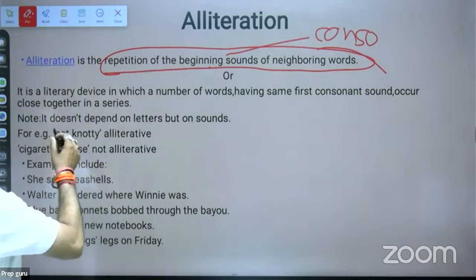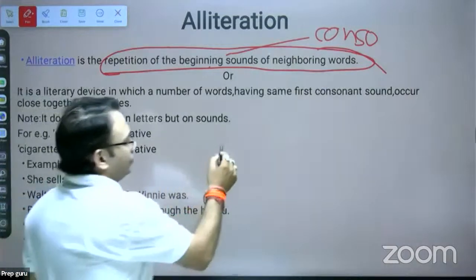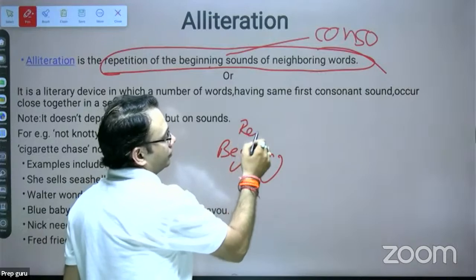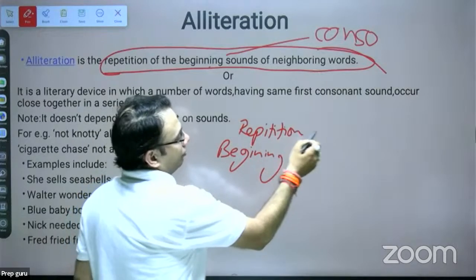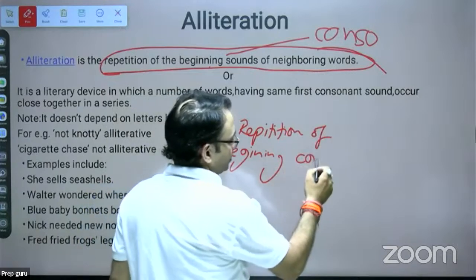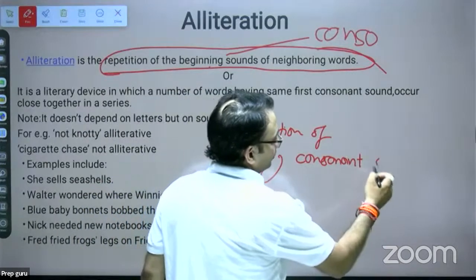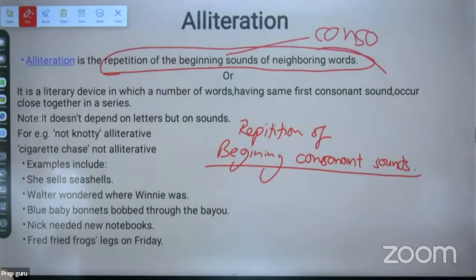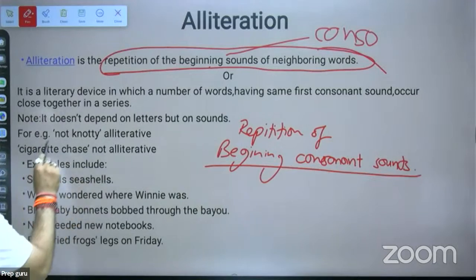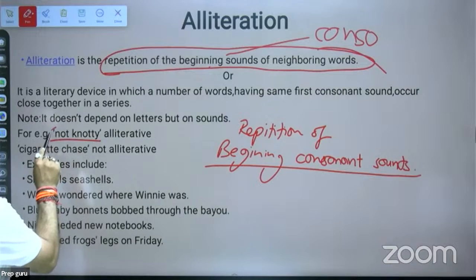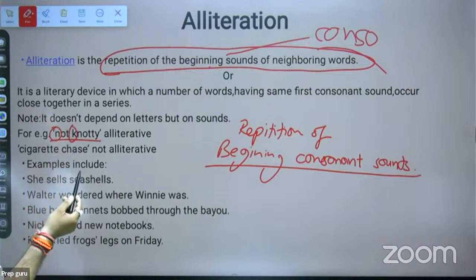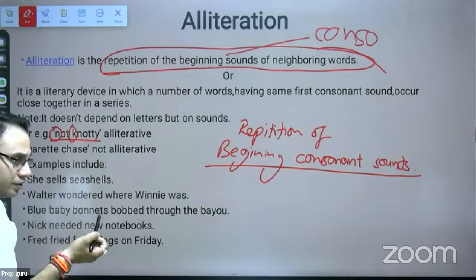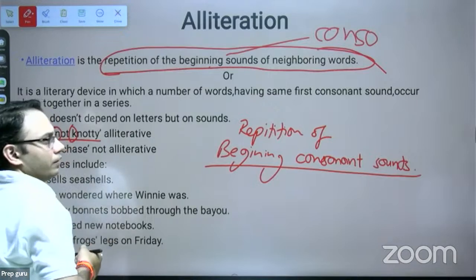So if the beginning consonant sound is repeated, what will you write? You can write it like this: repetition of beginning consonant sounds is known as alliteration. See the example. Like I said, "not naughty." Many students take the first alphabet. If the first alphabet is a consonant and it is repeated in the sentence, then they go with alliteration. Yes, many times it helps them and they get marks too.